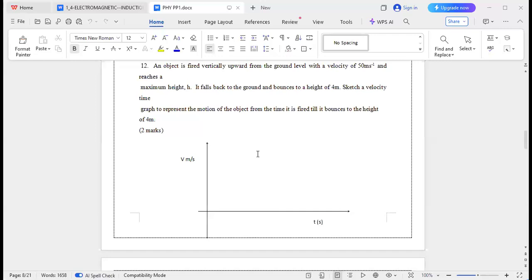So your line should start from here, because we are firing it somewhere up here. We fire it with a certain initial velocity, which is very high. It rises up, so your line drops to a certain level here. At that point, it has reached maximum height. It starts coming back, so velocity changes direction, so negative side.